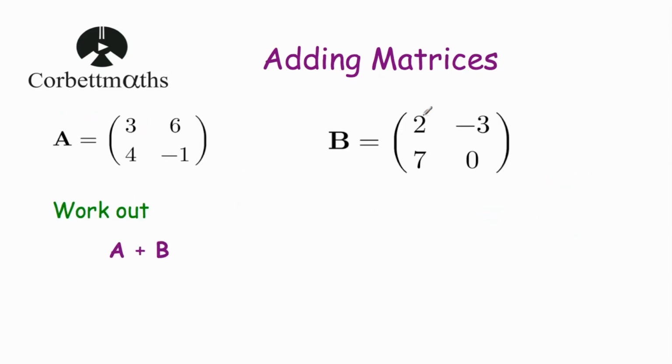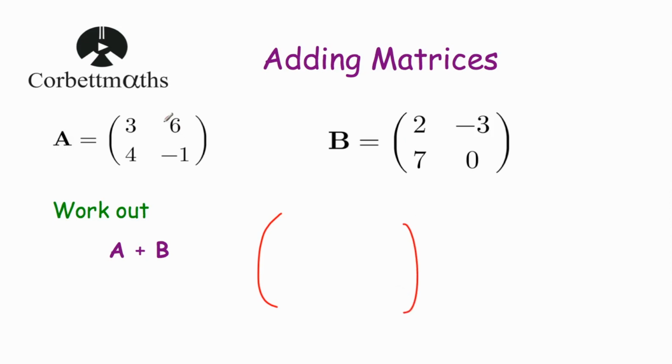Okay, this time we've been given two matrices, and they're both 2 by 2 matrices because they've got 2 rows and 2 columns. And we've got the matrix A, which is 3, 6, 4, -1, and we've got the matrix B, which is 2, -3, 7, 0. And we've been asked to work out A plus B, so we're going to add these matrices together.